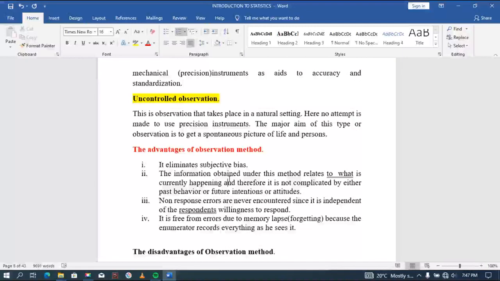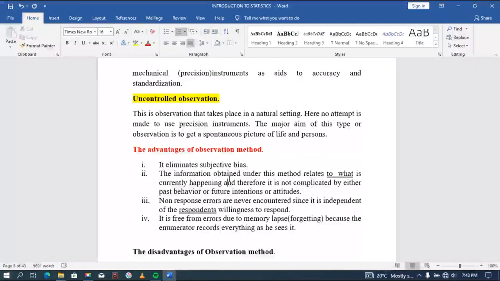Then the information under this method relates to what is currently happening, and therefore it is not complicated by either past behavior or future intention. So when you carry out research through observation, you basically collect data reflecting the current status, current characteristics, current behaviors of a particular group of interest.